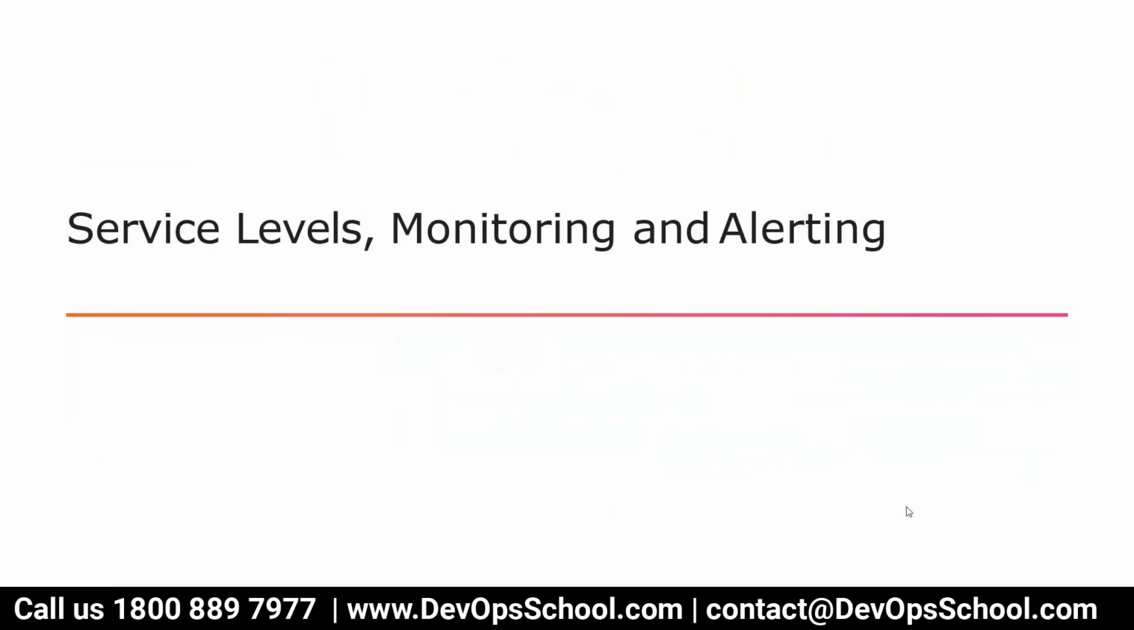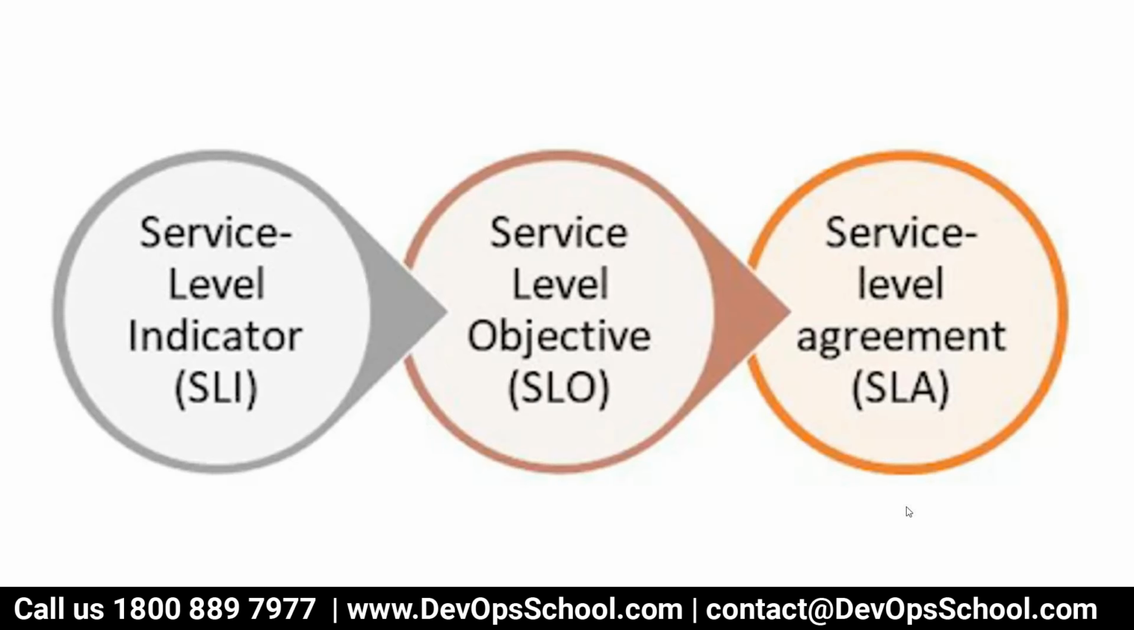Now, second thing. Time has come to discuss service levels, the work which is done by the SRE team. So what is service level? I think all of you are very comfortable with it. In service level, we have three fundamental metrics: SLI, SLO, SLA. SLI means service level indicator, SLO means service level objective, and SLA means service level agreement.